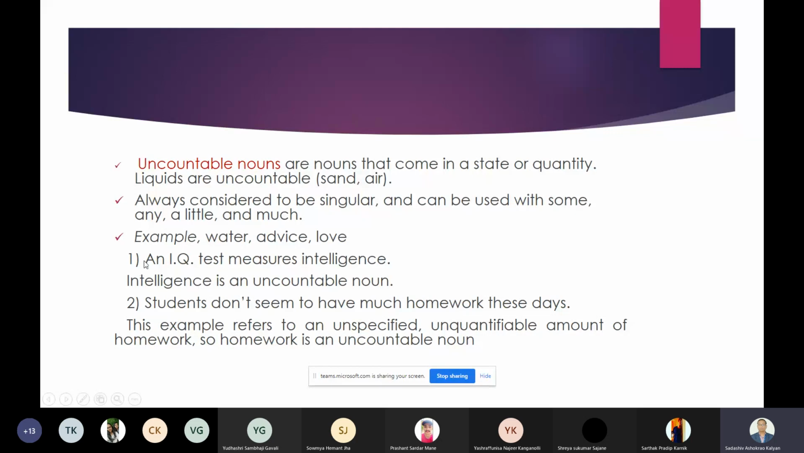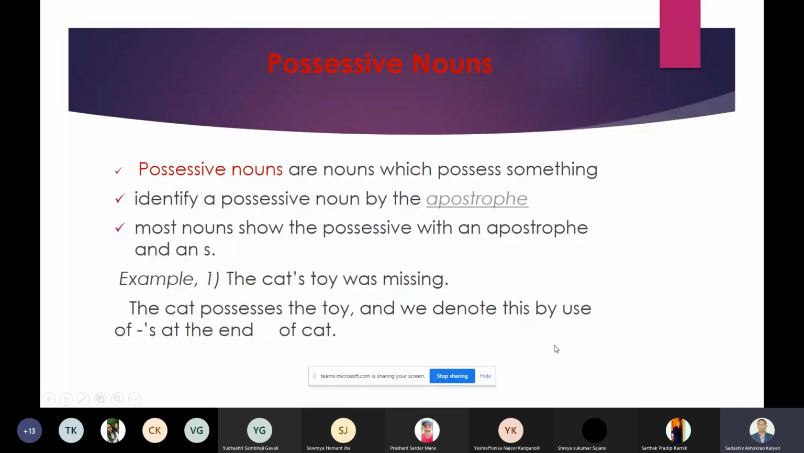Here I also put various kinds of examples in front of us. An IQ test measures intelligence. Here the intelligence is considered a kind of uncountable noun. Students don't seem to have much homework these days. Here in this example also, it refers to an unspecified, unquantifiable amount of homework. So here homework is considered an uncountable noun. We are just saying I want to complete the homework of chemistry, maths, BEE. That is an uncountable noun.